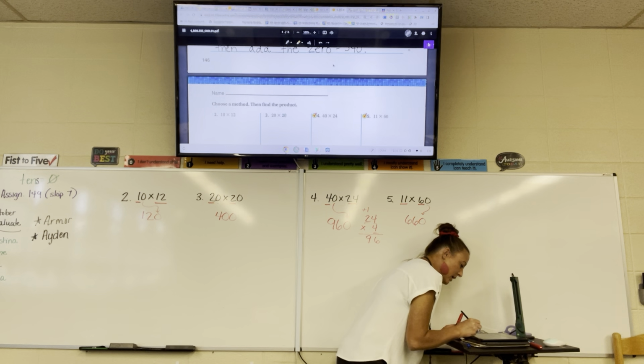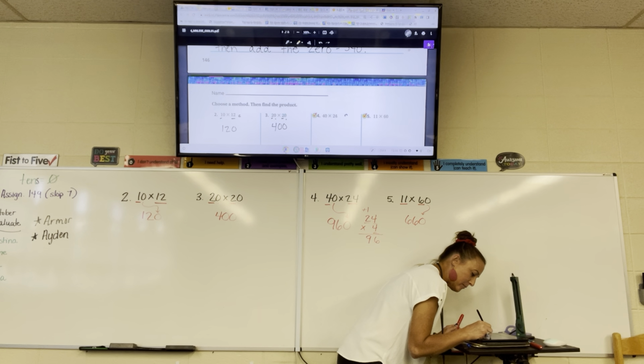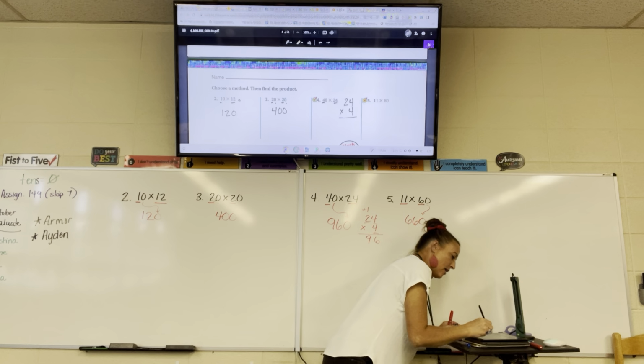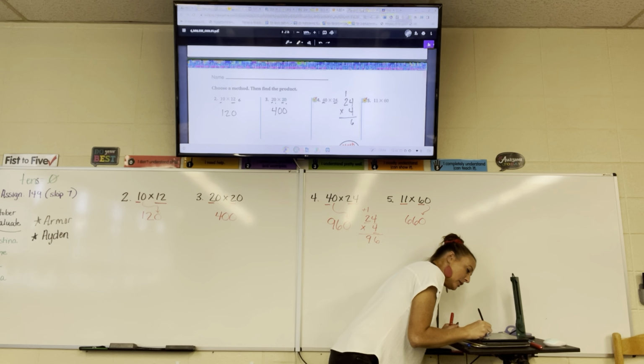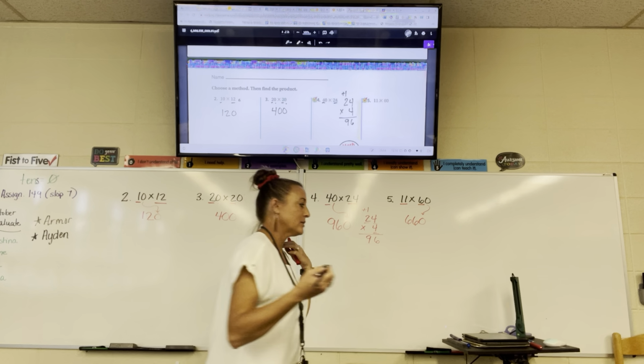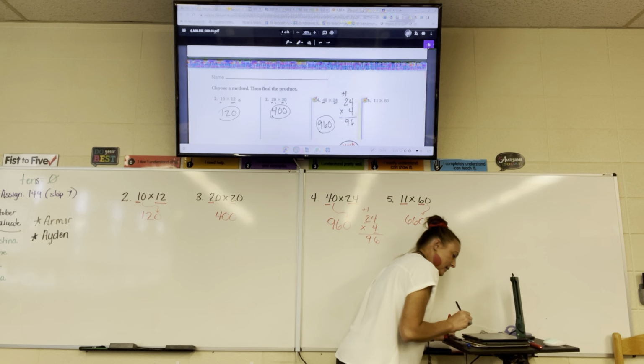The biggest problem that students had today was remembering to bring down or add on the zeros. And they're getting caught up on figuring out the multiplication, and then they're used to being done after they finish that. So they're forgetting to add that zero. So each time, go back and see, did I add enough zeros?